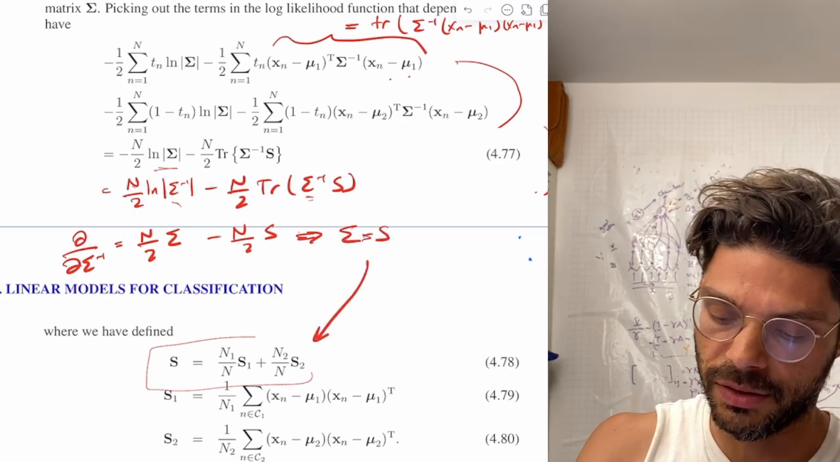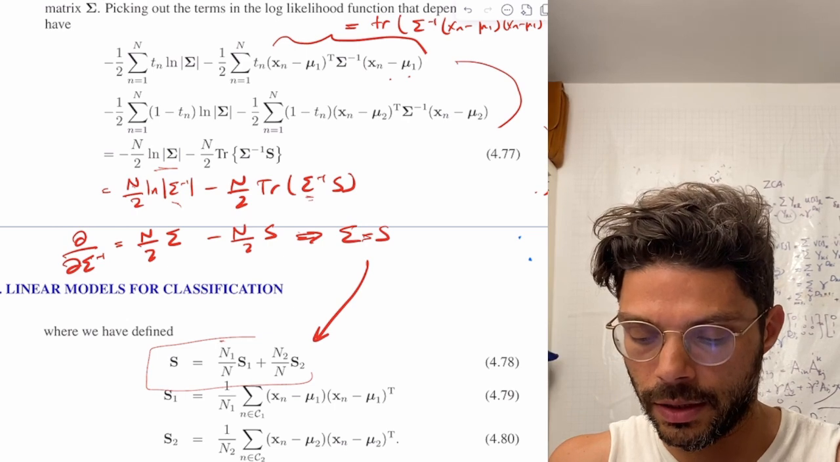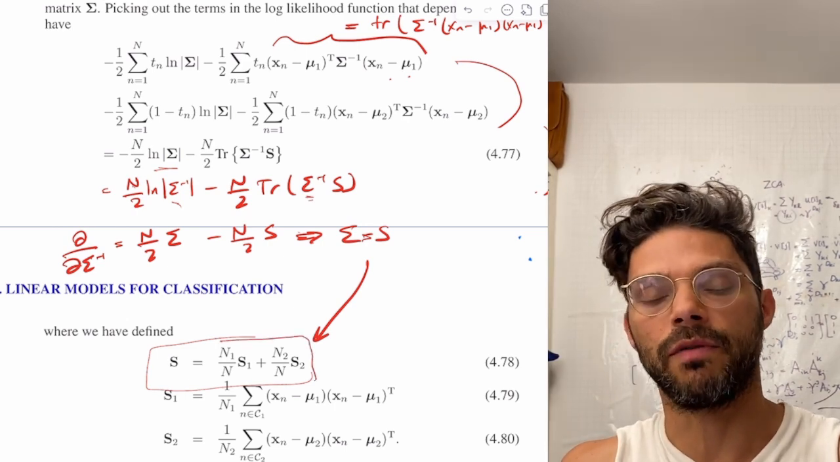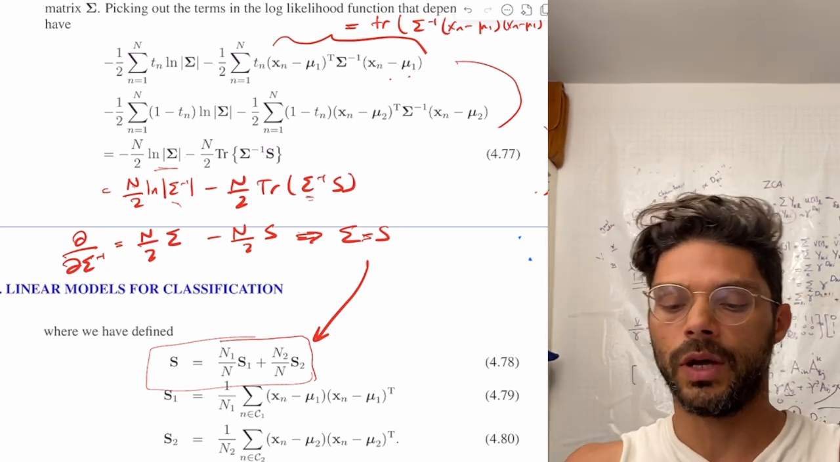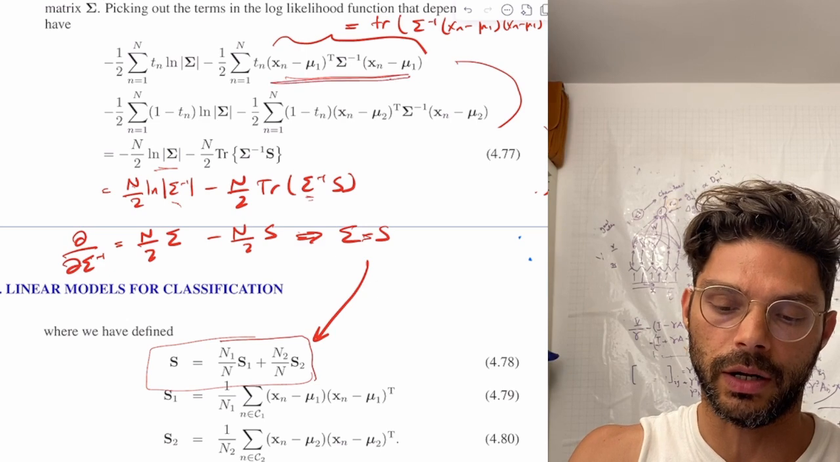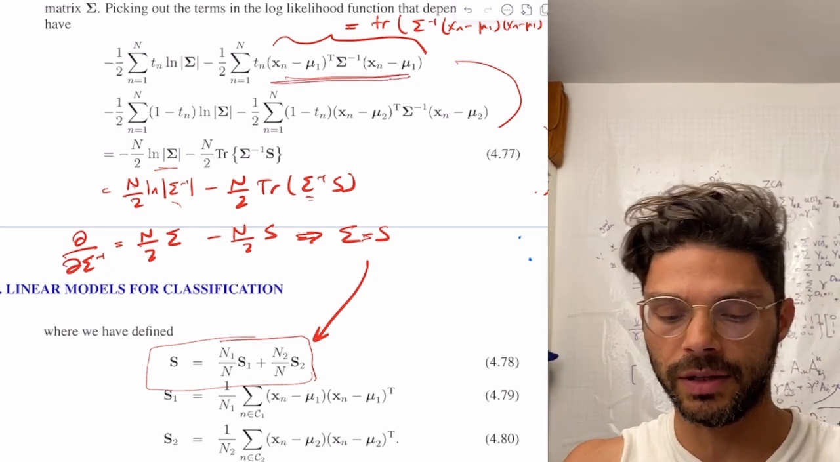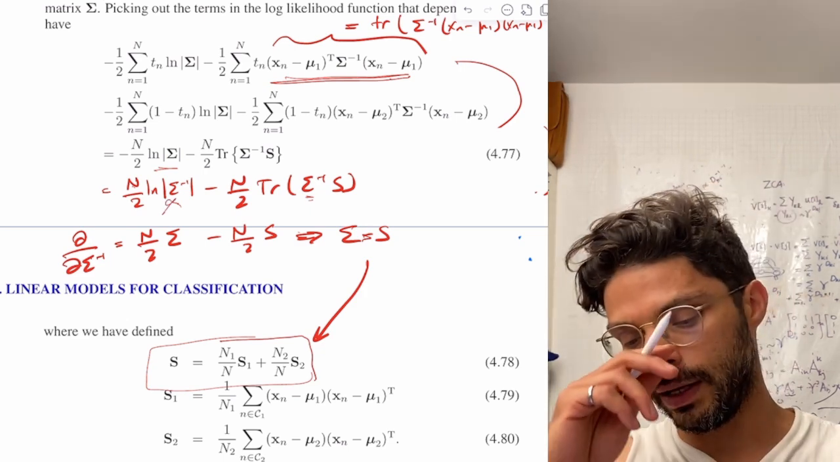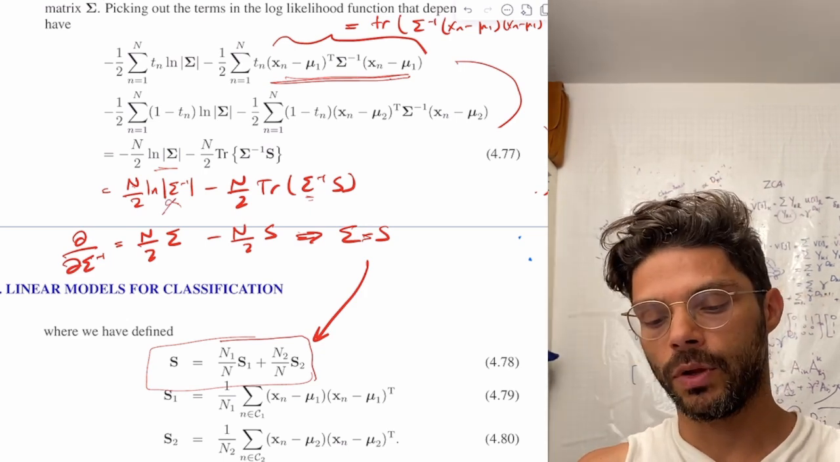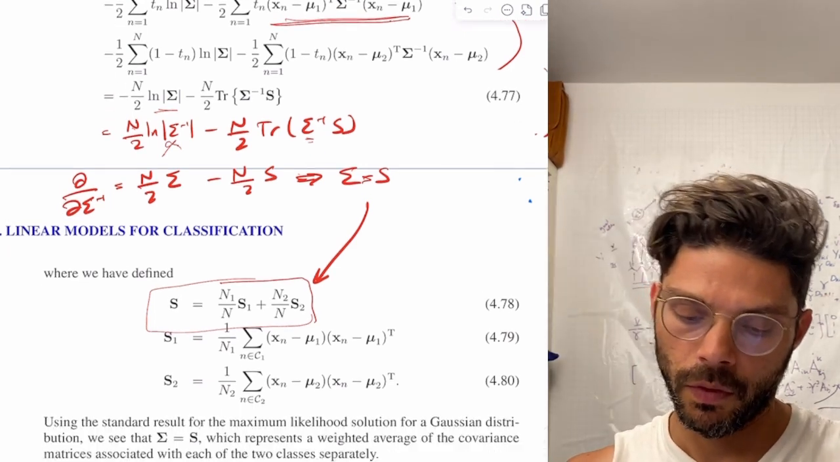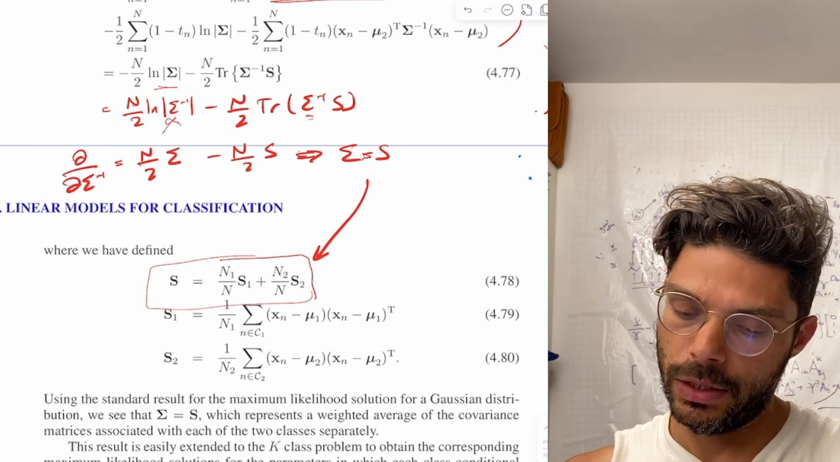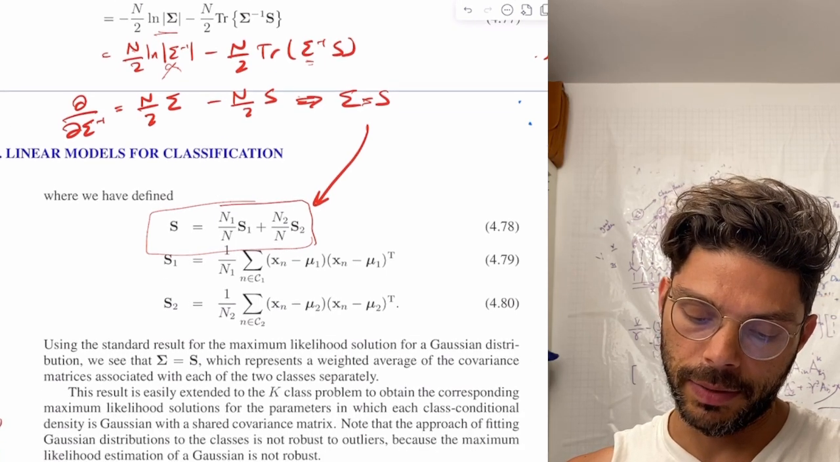And S is this very intuitive object, which is the weighted sum of the covariances from the two classes. So that's all there is to it. You just have to do this trace trick to bring the trace in, and then it helps to switch your variable to the precision if you want to. And that's about it.